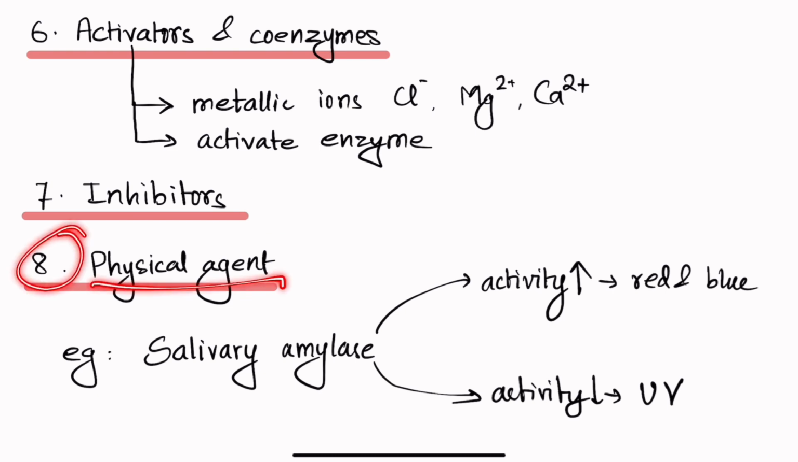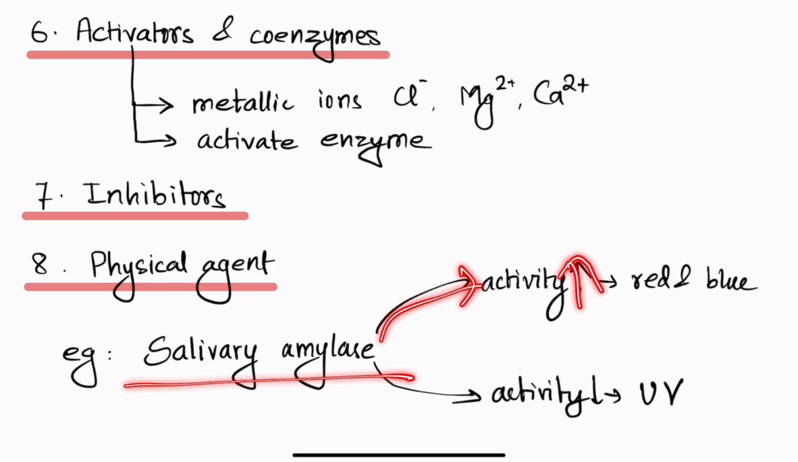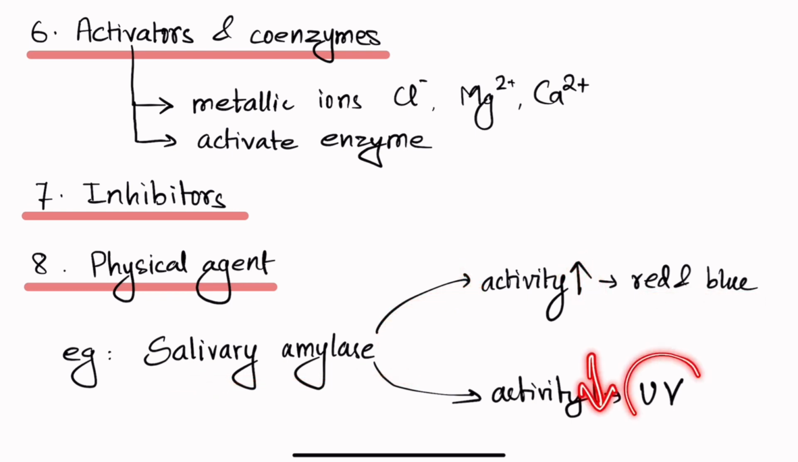At number 8, we have physical agents such as light. Salivary amylase activity increases under red and blue light. Its activity decreases under UV light.